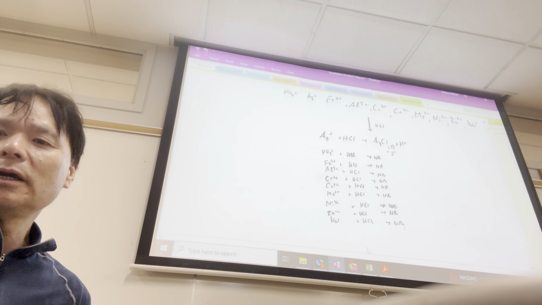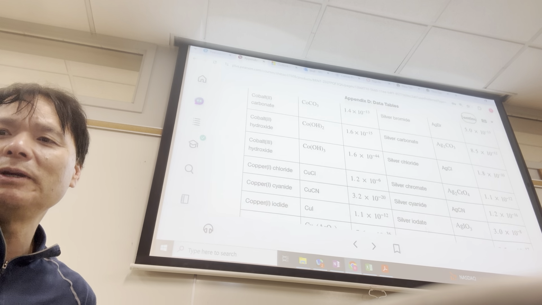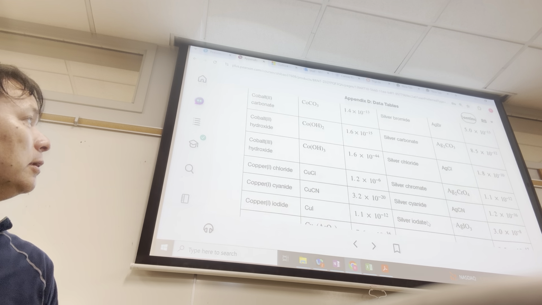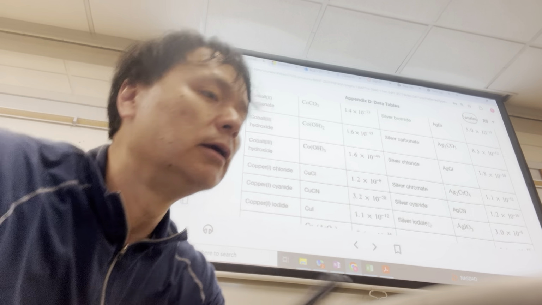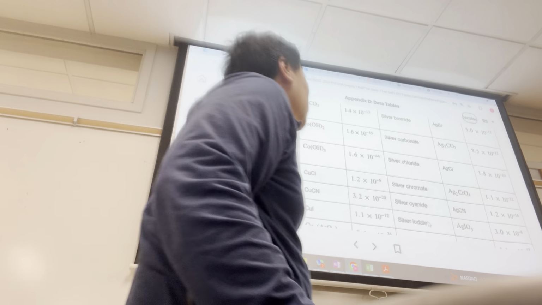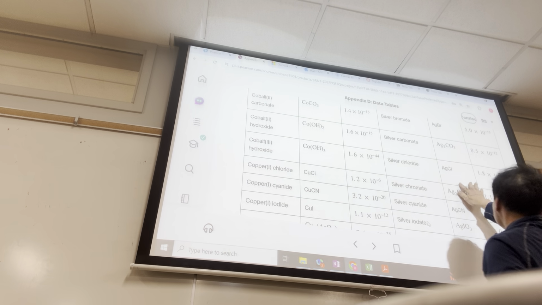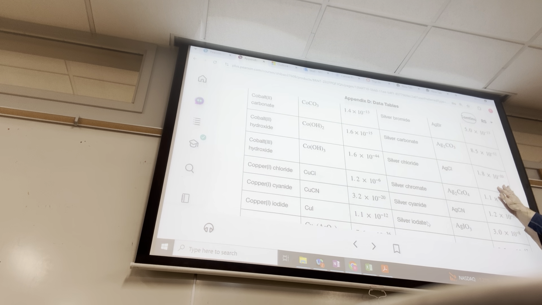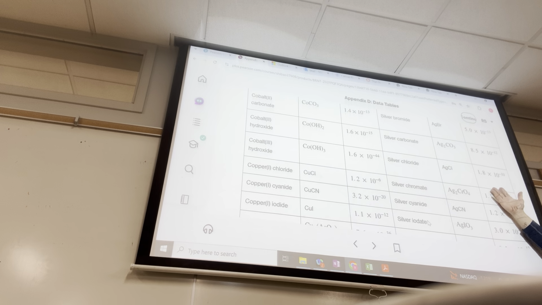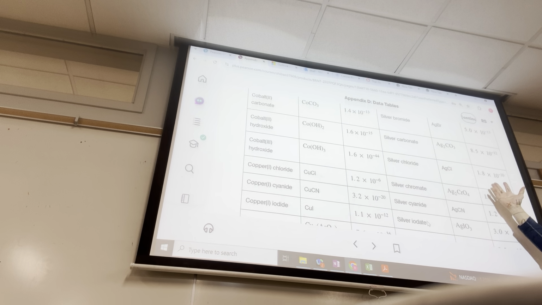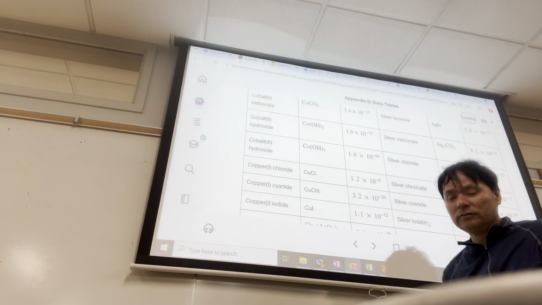We can take a look at the KSP value for silver chloride, and we can actually calculate solubility. The solubility in this case would equal the square root of the KSP. And then when we figure out how many grams or how many moles, it's like 10 to the minus 6 moles. It's very small. A little bit does dissolve.